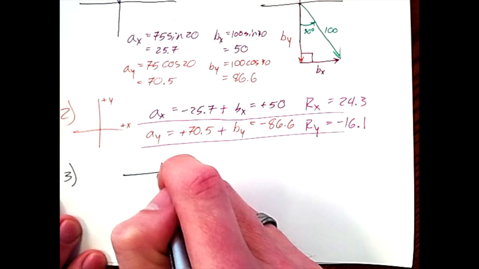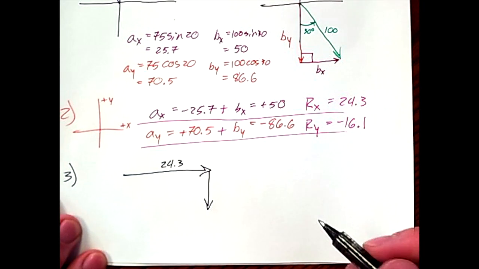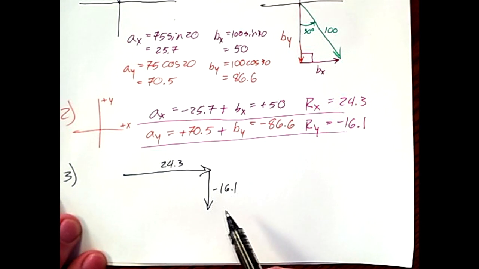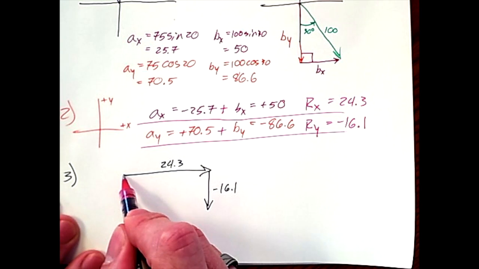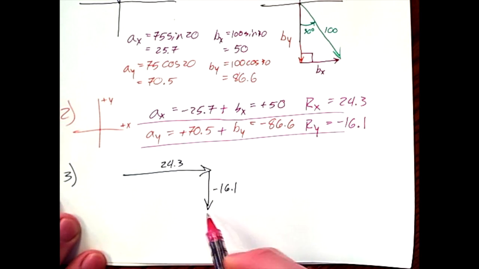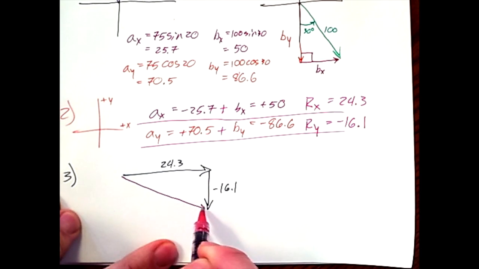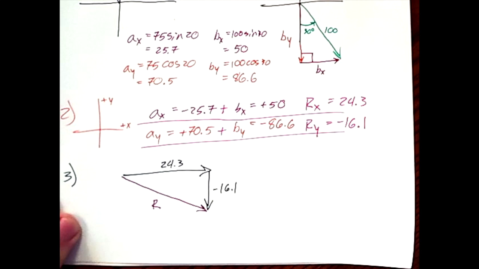This is 24.3, which is my Rx. This is negative 16.1. Now at this stage, the negative is fairly irrelevant because again, this is just the side of a triangle, and we're going to do a squared plus b squared equals c squared to get the hypotenuse. But what is key is that my answer, right, is from where I start to where I finish as a vector addition. So this is R, the resultant and ultimately the final answer.